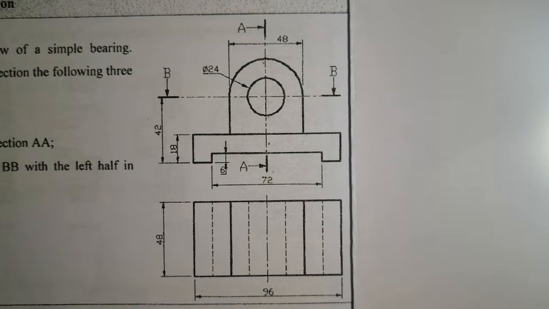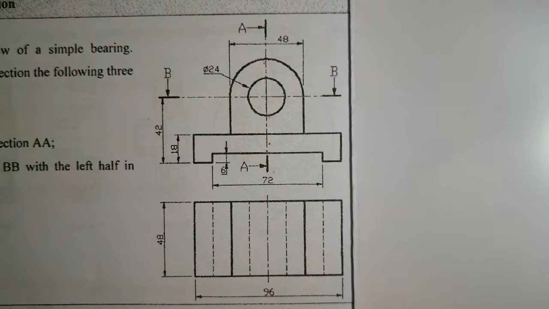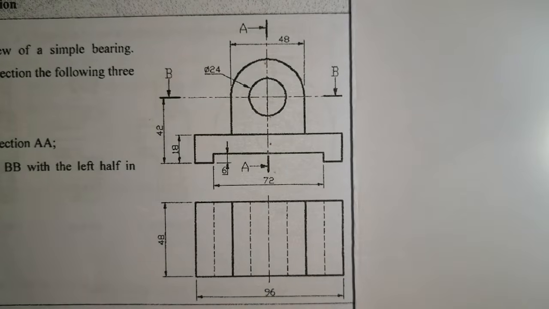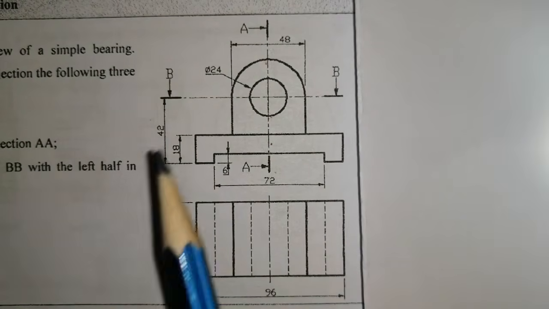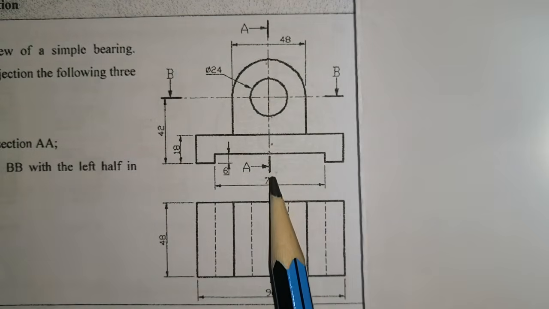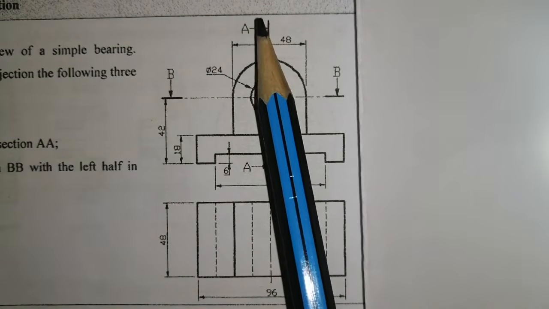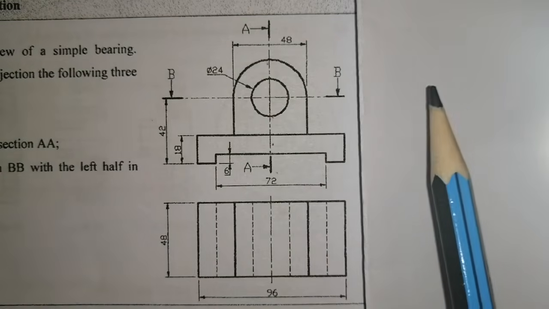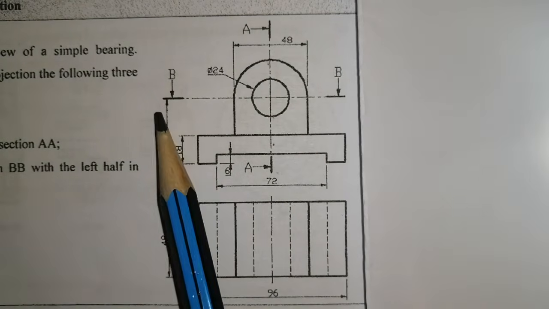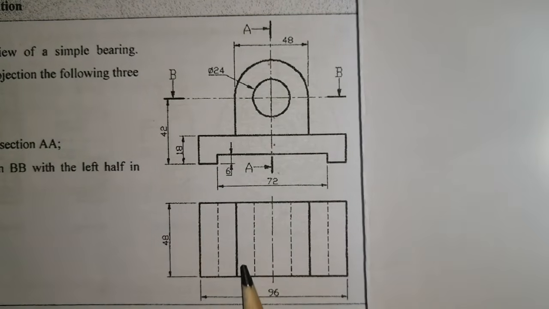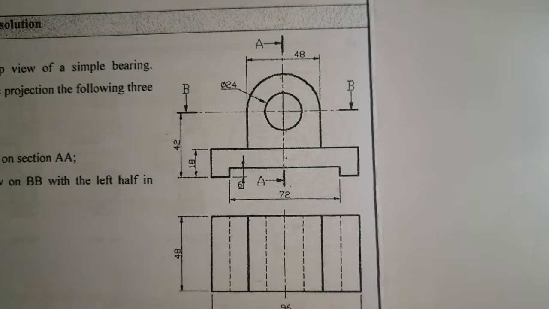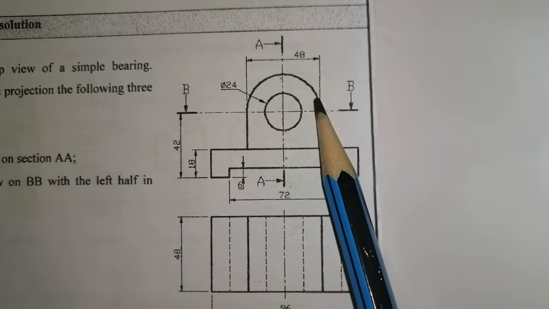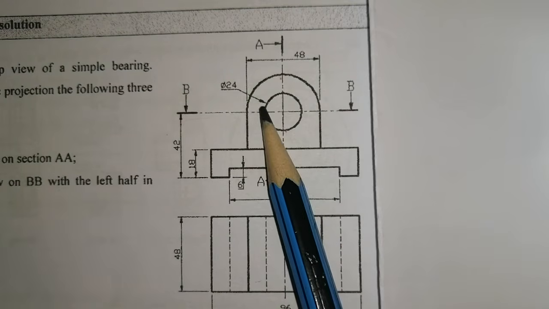In this example, we're having a front view and a top view in first angle orthographic projection. Sectioning line BB is cutting over the hole, and sectioning line AA is cutting straight from the top downwards, which means AA can only be displayed on the left-hand view, while BB can be displayed on the top view. Discussing BB.